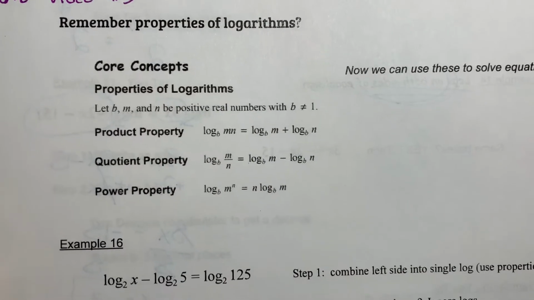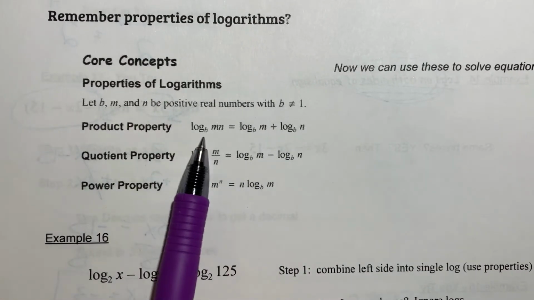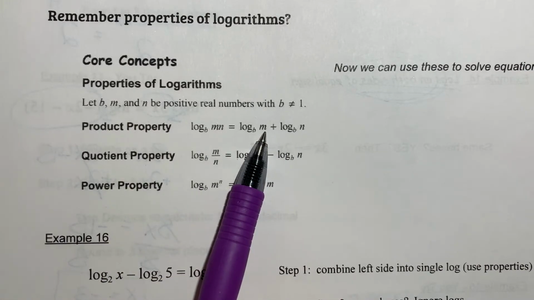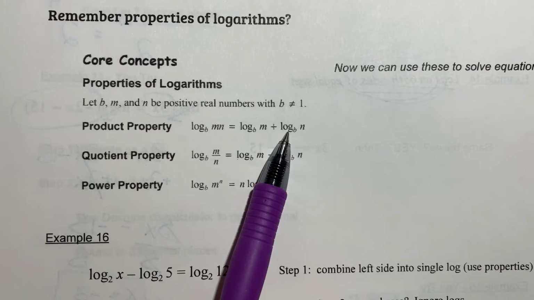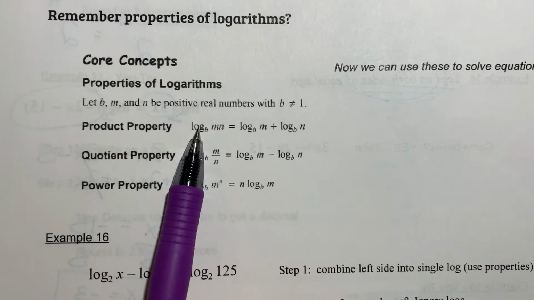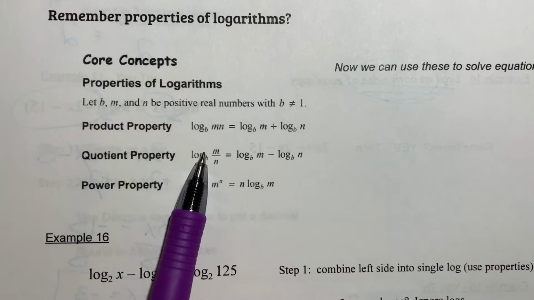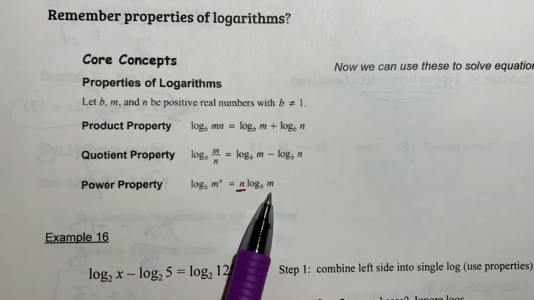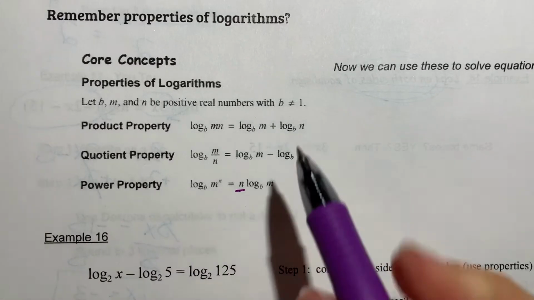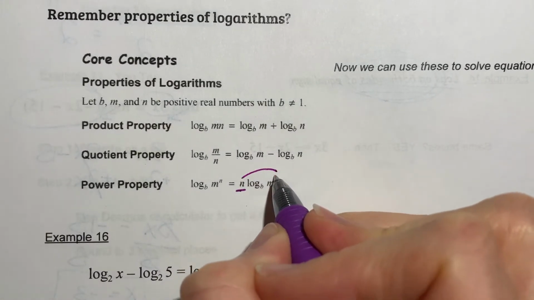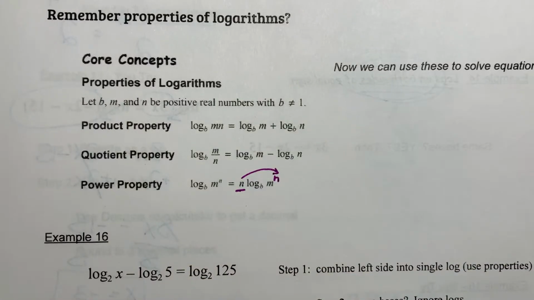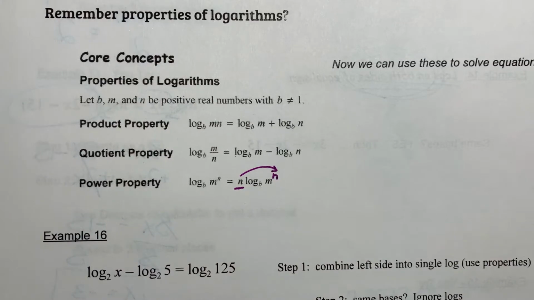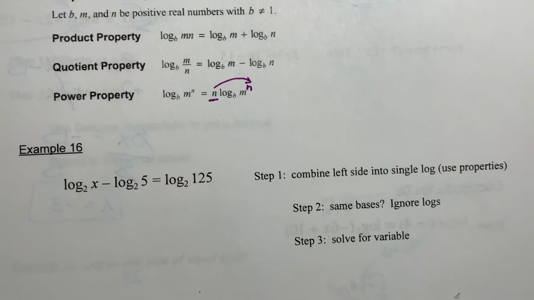At the top, in your notes, is a reminder of these properties that we practiced in 6-5. If you're adding two logs, you can combine them into a single log. If you're subtracting two logs, you can combine them into a single log. And if you have a number multiplied by a log, you can combine that into a single log. That's the one where the number hops up and becomes an exponent. In 6-5, we said we're doing this to get ready for when we're solving problems.